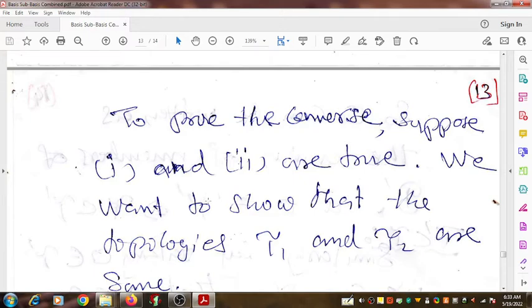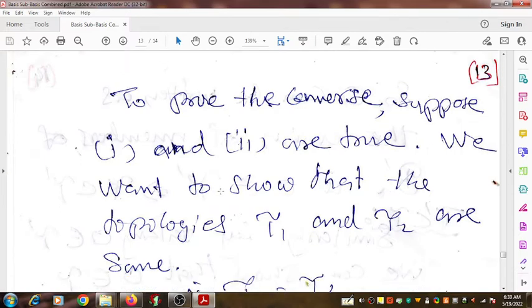We suppose that statements 1 and 2 are true. So we accept statements 1 and 2 as true in the current setting of the two bases of a single topological space. Now we have two bases of a single topological space. What we want to prove now is that the two bases, script B and script B prime, are equivalent.